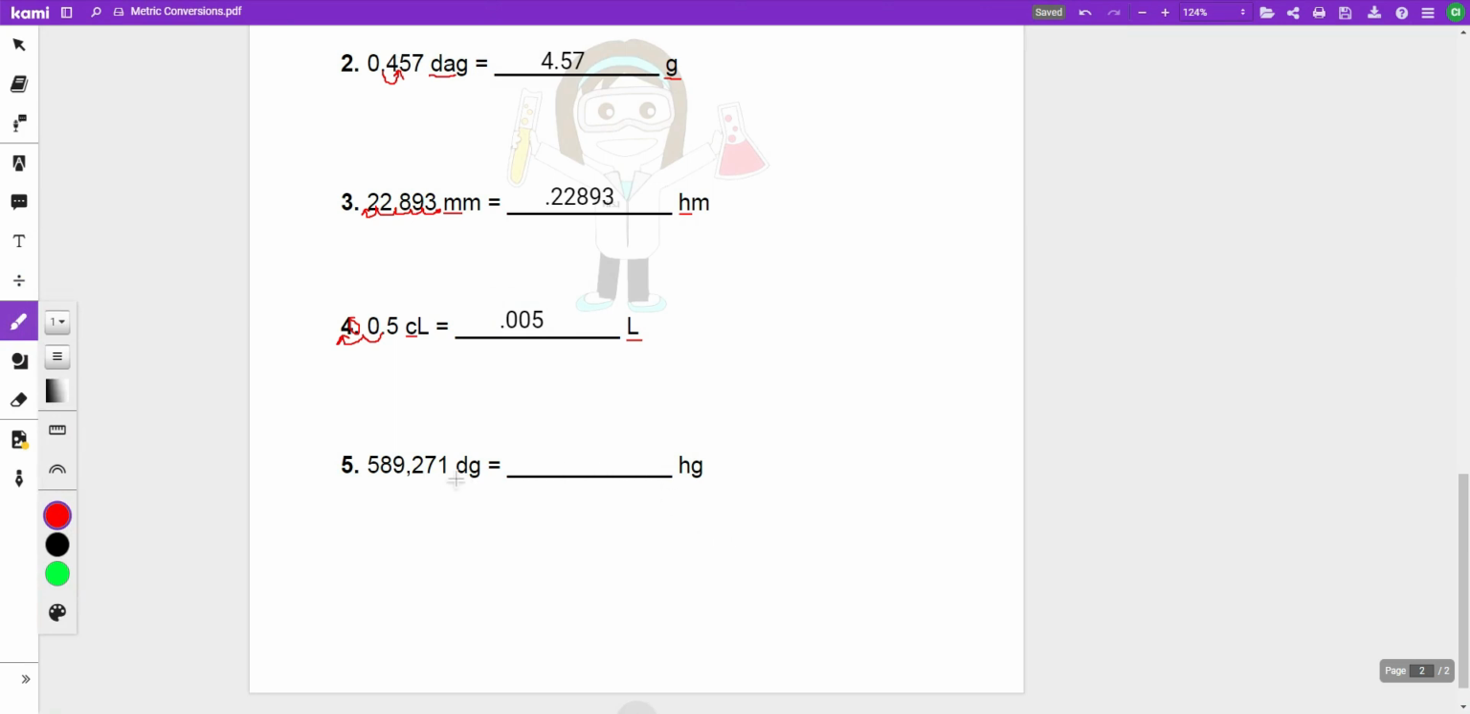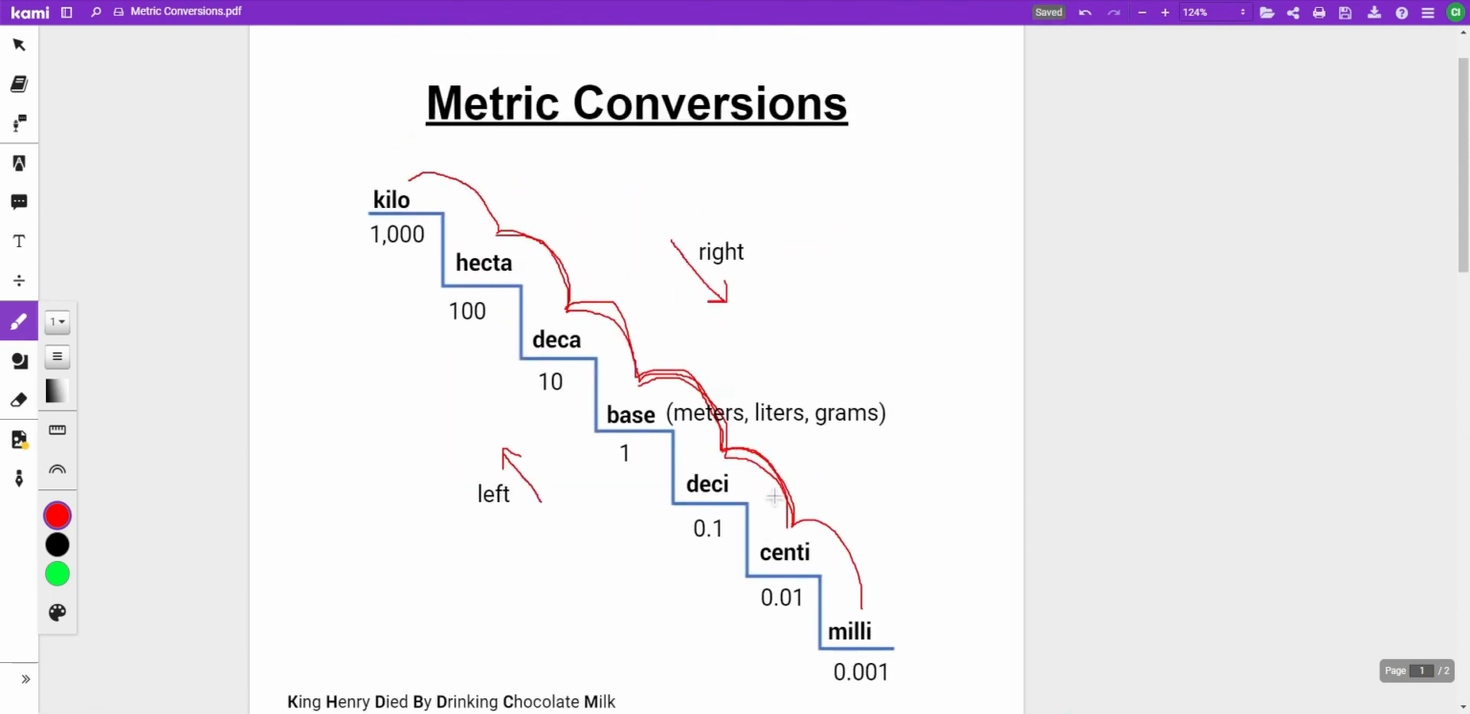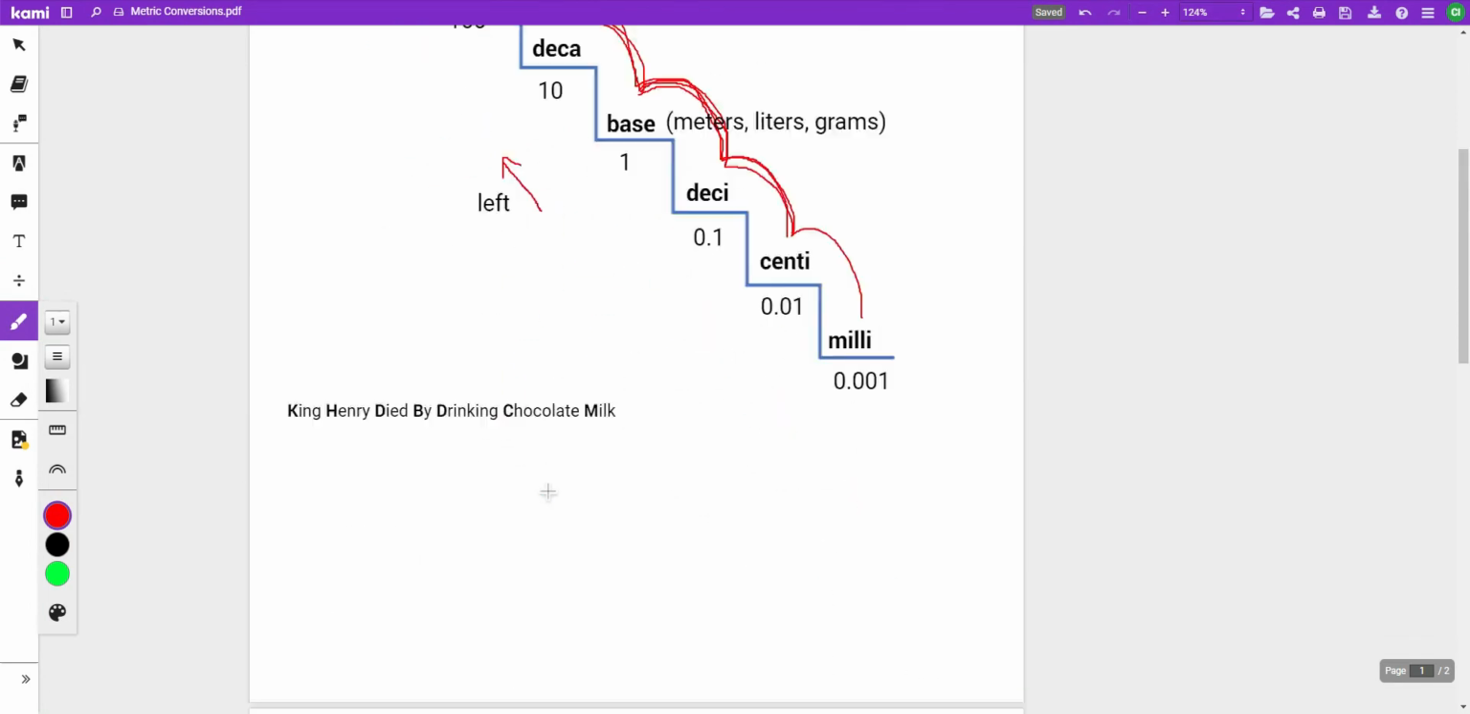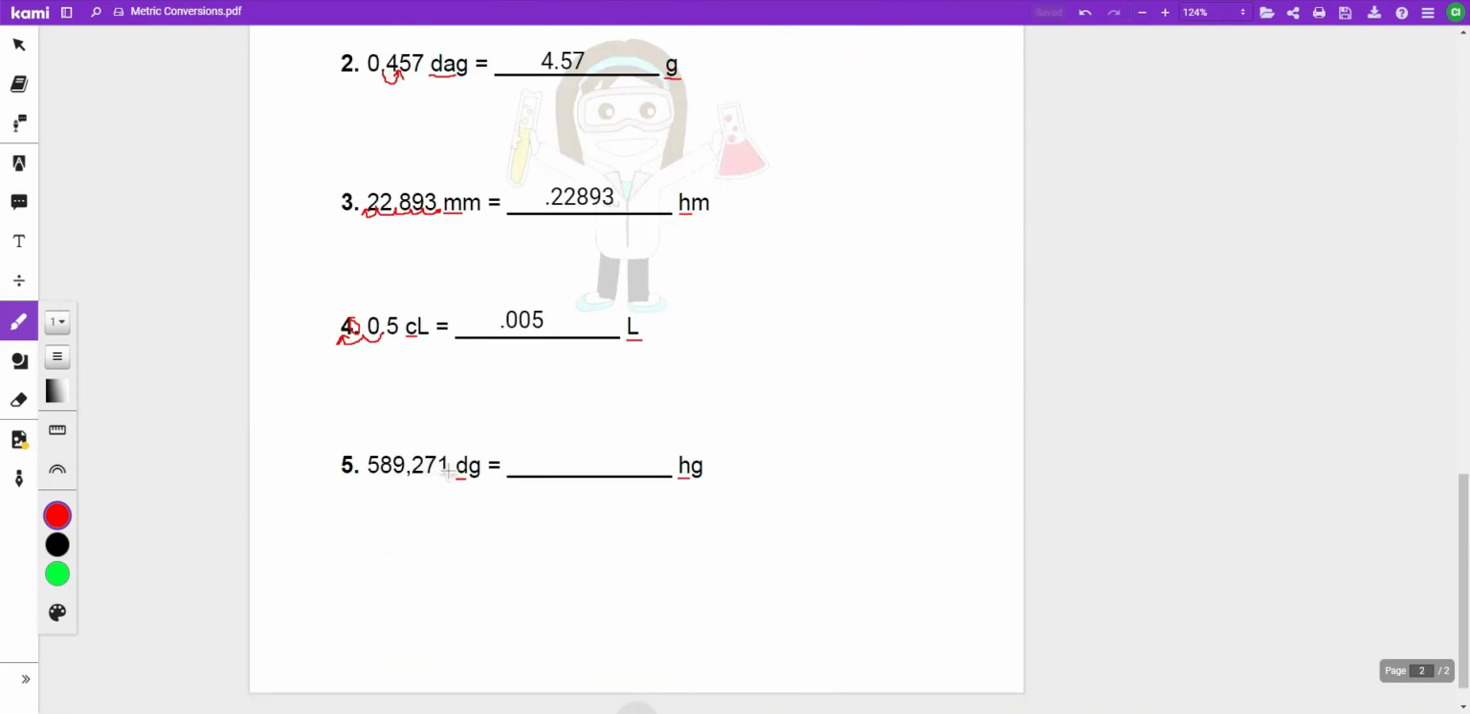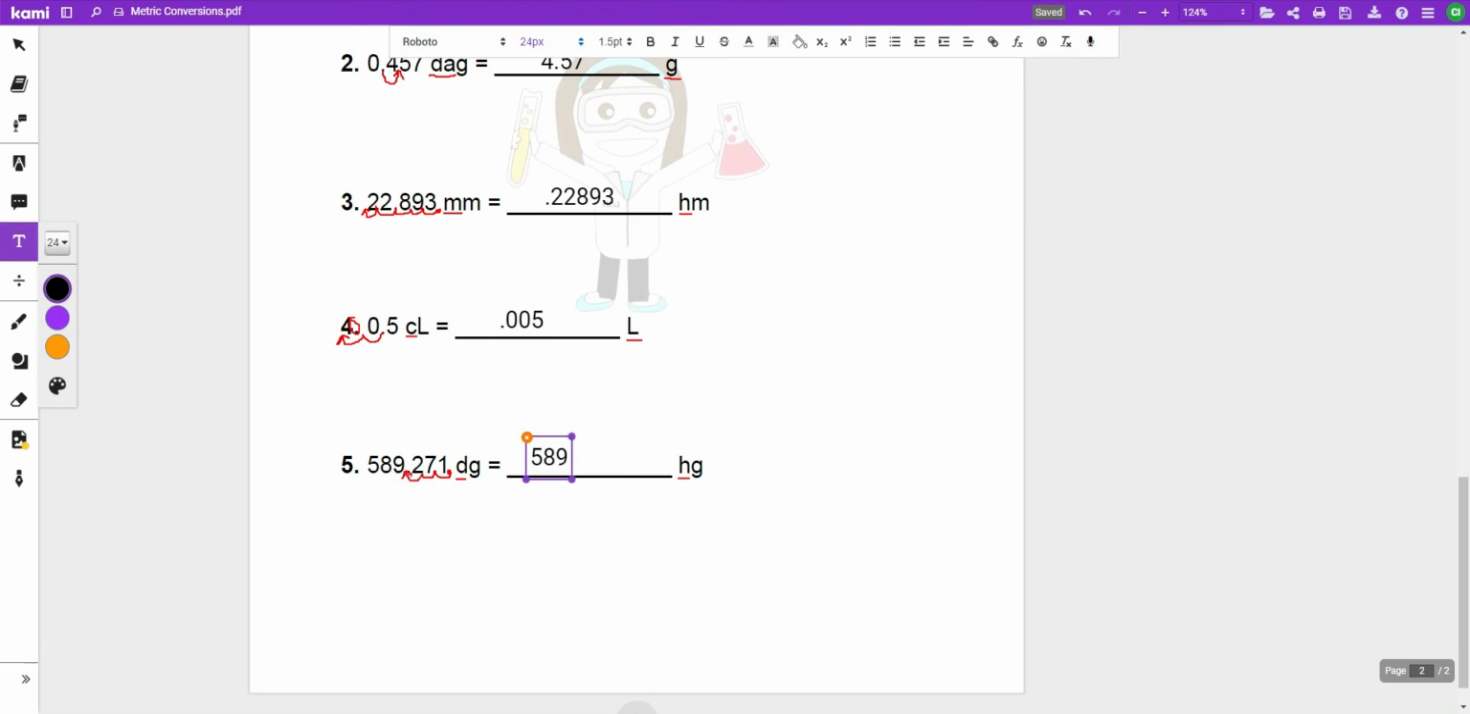Okay, last but not least, we are going from decigrams, not deca. Remember, deca has 2 letters for its abbreviation, DA. We're going from decigrams to hectograms. So I'm going to go back up. We're going from deci to hecta. So that's 1, 2, 3. We're going up the staircase, so we're going to the left. This is a whole number, so our decimal is going to be at the end. We're going to move that 1, 2, 3. So that decimal is going to replace the comma. And our new number is going to be 589.271.